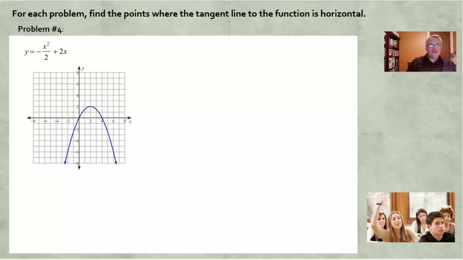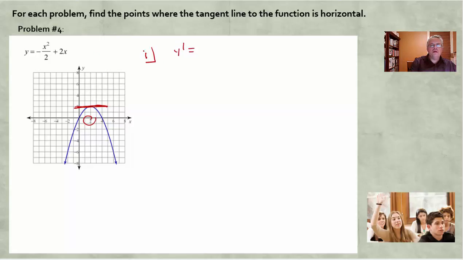For these problems, we're looking for all the points where the tangent line would be horizontal. That's actually all the points where the derivative is 0. So apparently this parabola has one point like that where the tangent line would be horizontal. And it looks like it occurs at 2, so we kind of know the answer already from the graph. But let's use calculus to derive it. So we got to take the derivative.